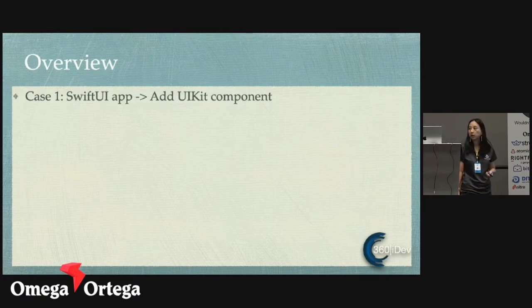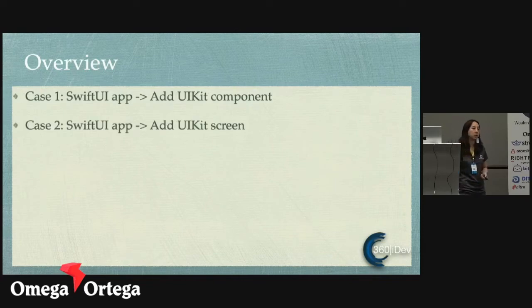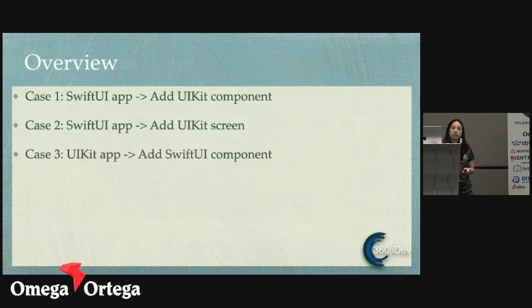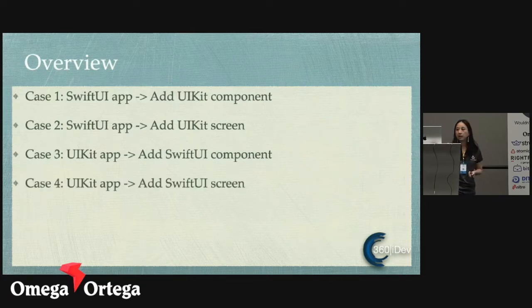Now that we have a foundation, I'm going to go over several different use cases we're going to explore today. The first one is when we have a single screen SwiftUI app and we want to swap out a component within that screen with UIKit. The second use case is when we have a single screen SwiftUI app and we want to add an entirely new screen in UIKit. Then we're going to switch gears a little bit and look at a single screen UIKit app and swap out a component in that screen to SwiftUI. And then our last use case we're exploring today is when we have a UIKit app and we want to add an entirely new screen in SwiftUI.